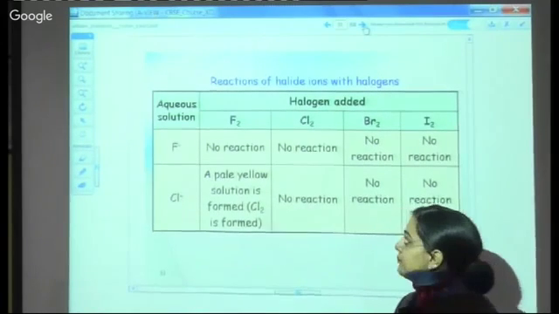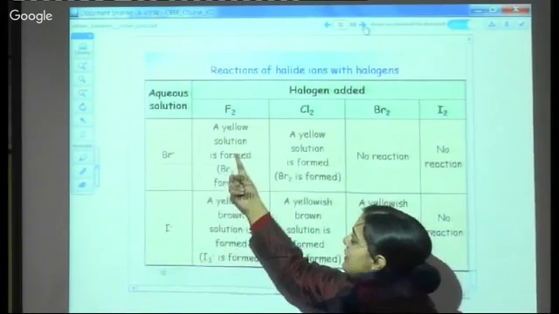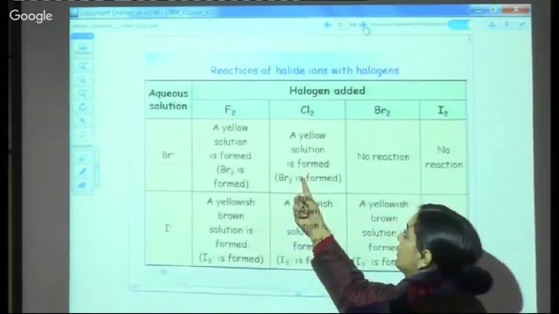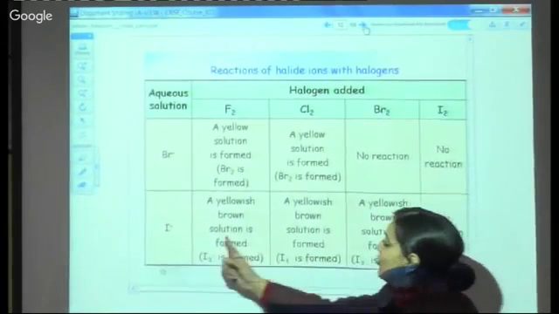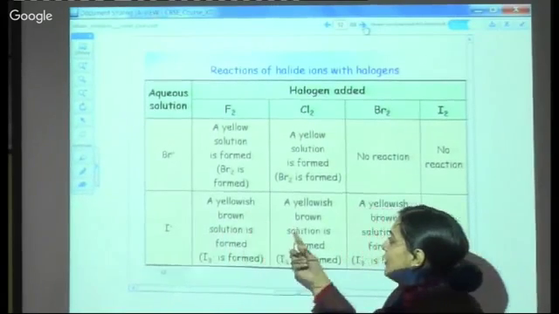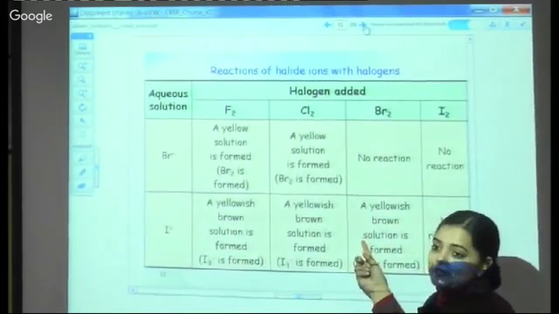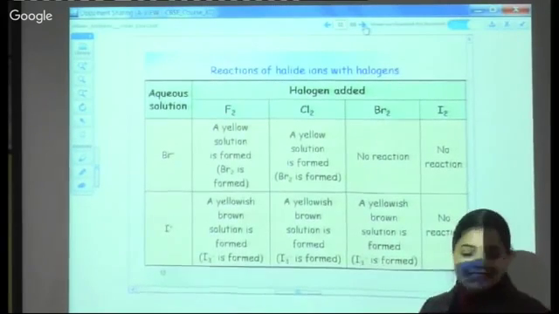Next slide. So is the case with bromine. Bromine will be replaced by fluorine, will be replaced by chlorine, but there won't be any reaction with iodine. And in the case of iodine, all of them can replace iodine except iodine itself. Fine. Next slide.